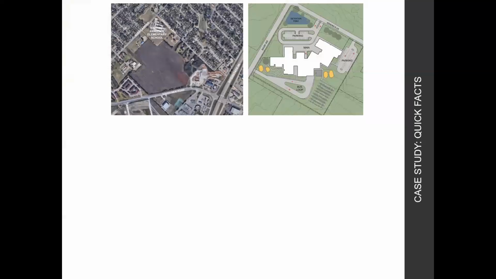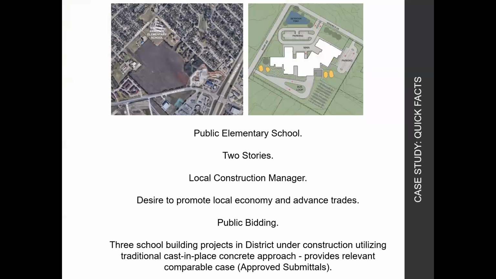Okay, we're going to talk a little bit about our case study, get you oriented. This is Waco Independent School District. Kendrick Elementary School is an existing elementary school. Now it's a new elementary school. It's a public elementary school. It's 2 stories. We're using a local construction manager, and there's a goal, and it's important to us, a mission to promote the local economy, and the local economy is passionate about advancing trades. And so we've got to be sensitive to that.